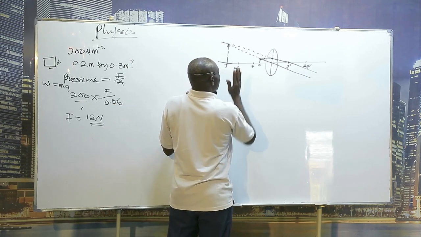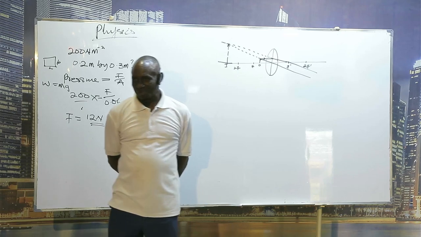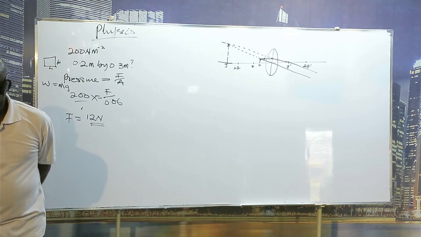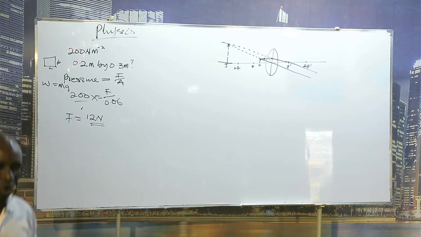We may not regard this, but what we needed is: where is the object? Looking at this diagram now, where is the object? Between the focal point F, between the principal focus and the optical center of the lens is called what? It's called focal length.